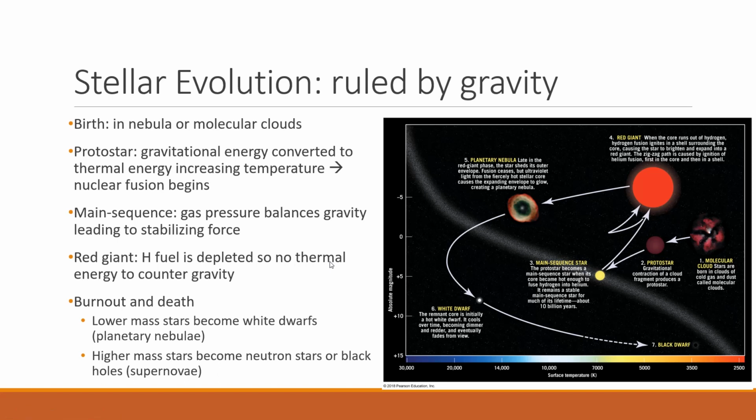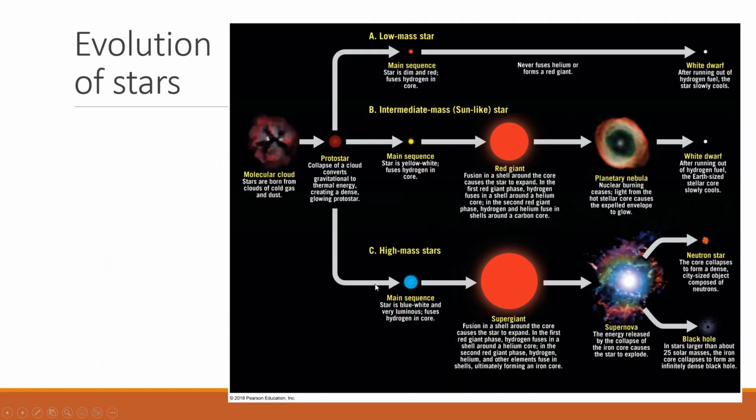If there wasn't as much mass to start with, lower mass stars will become white dwarfs or planetary nebula. Higher mass stars will become neutron stars or black holes or supernovae. I'll actually describe those different evolutions in a second here. Here we go. So they're all going to start out the same.